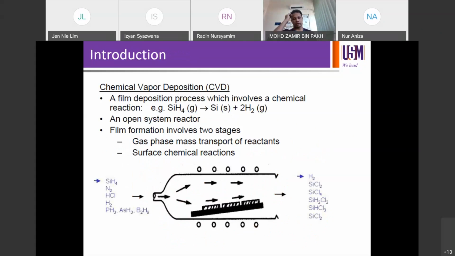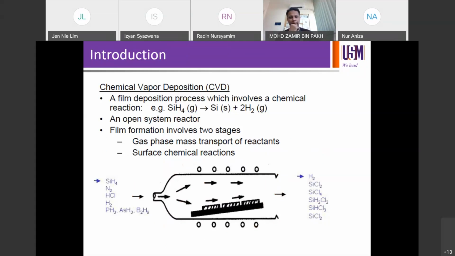Okay, so what is CVD? What's actually happening in CVD in comparison to PVD? It's a deposition process which involves a chemical reaction. That's why we call it chemical vapor deposition. It involves a chemical reaction. In contrast, in physical vapor deposition, PVD, there's no chemical reaction.